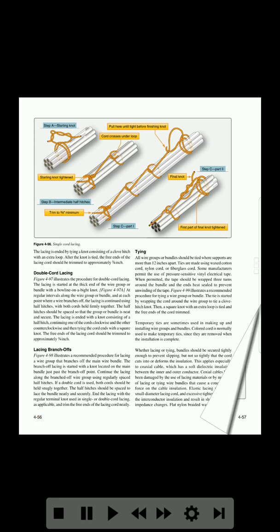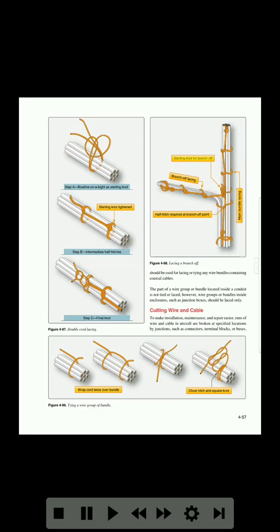4-56. Starting knot for branch off. Branch off lacing. Step A: Outline on a bite as starting knot. Starting knot tightened. Half hitch required at branch off point. Main bundle lacing. Step B: Intermediate half hitches. Step C: Final knot. Figure 4-97. Double cord lacing. Figure 4-98.